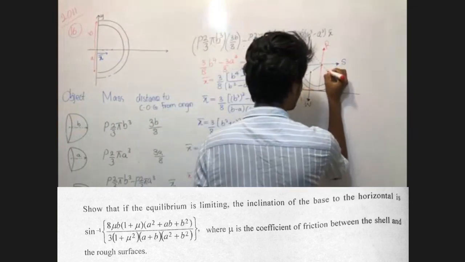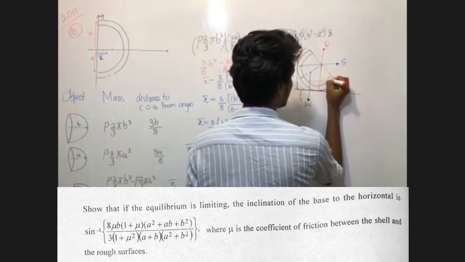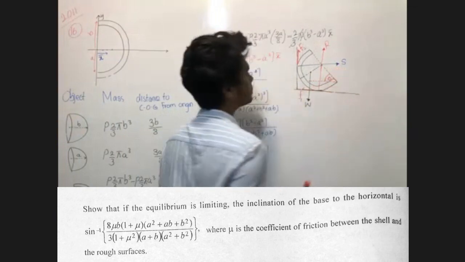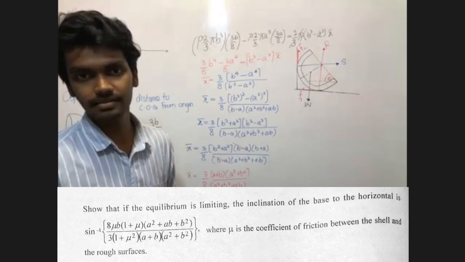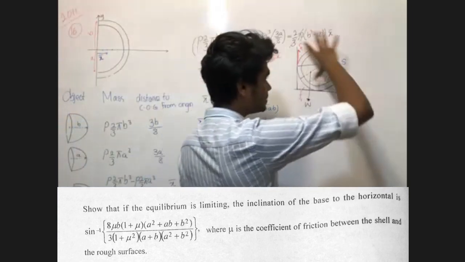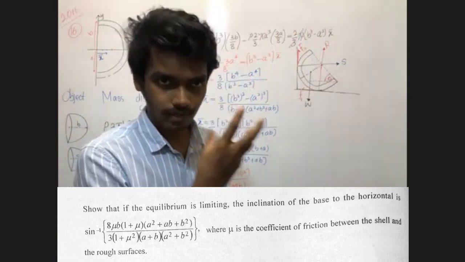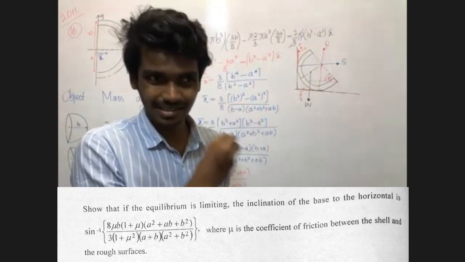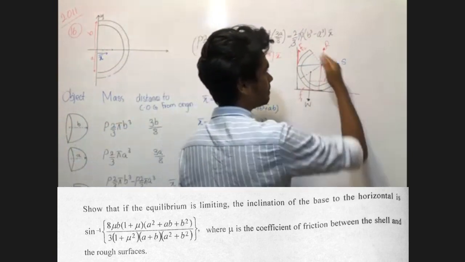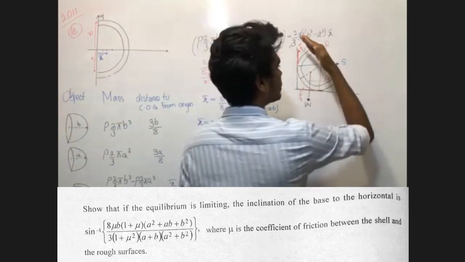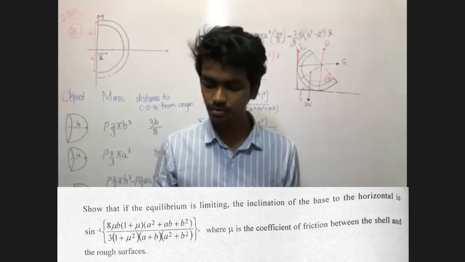The base inclination to the horizontal, the angle. This is what they are asking. They are asking to show that if this is in limiting equilibrium, that is, it's in its maximum friction, then the base of the shell is theta inclined to the horizontal. We need to show the value of this theta.